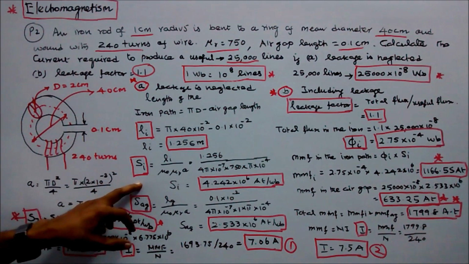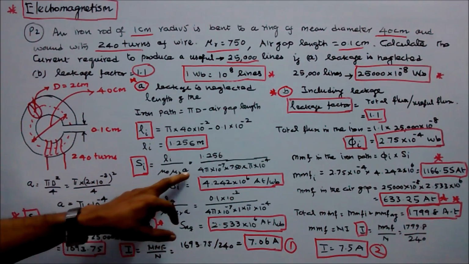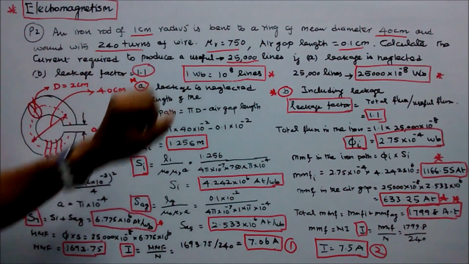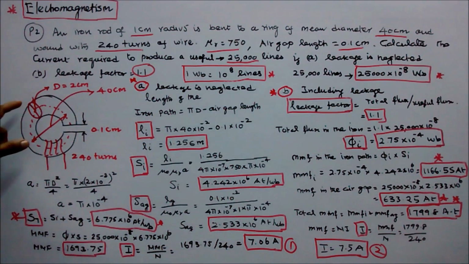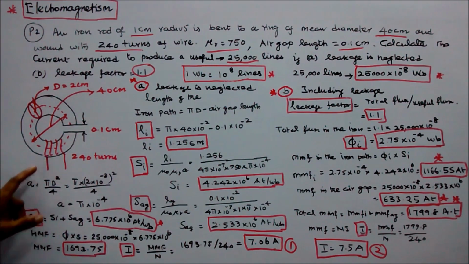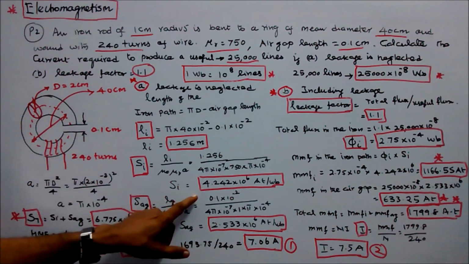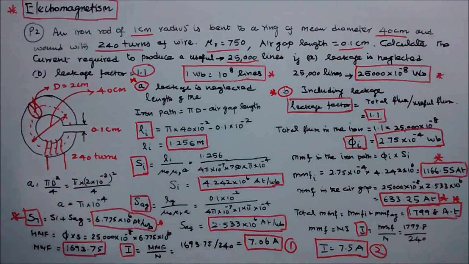Reluctance of the iron part is equal to length of the iron part divided by mu naught into mu R into A. Mu naught is equal to 4 pi into 10 power minus 7. Mu R is equal to 750 given. A is the cross-sectional area. Here radius of the ring is given as 1, so diameter is 2. A is equal to pi D square by 4, which is pi into 10 power minus 4. Therefore, reluctance of the iron part is equal to 4.242 into 10 power 6 ampere turns per Weber.